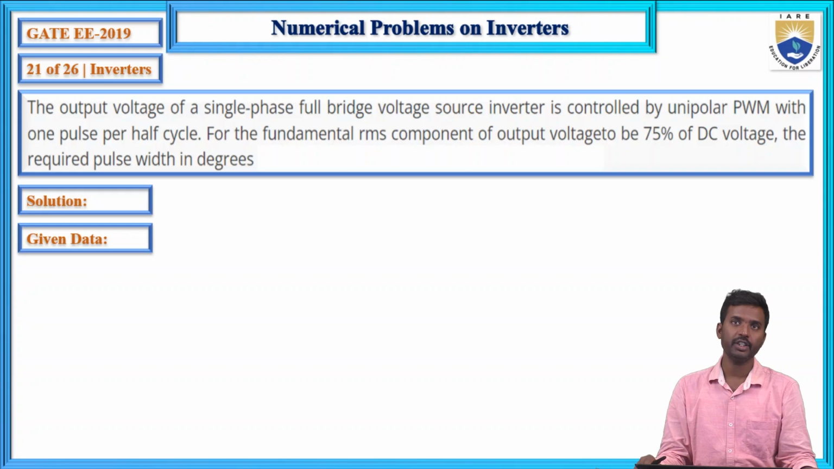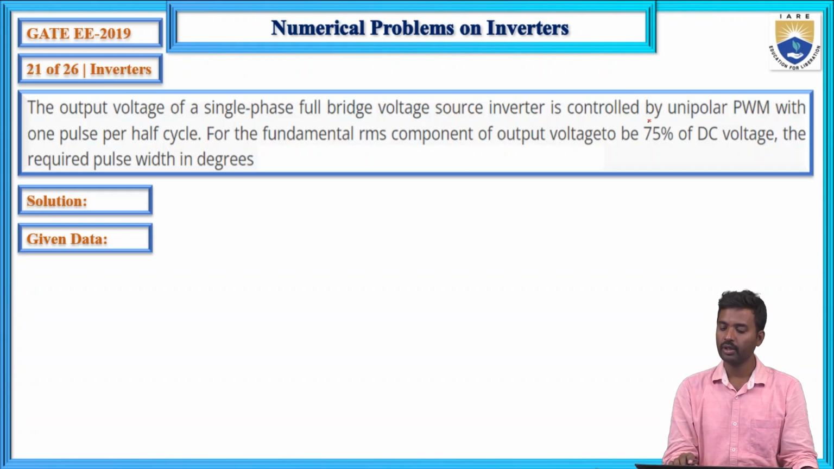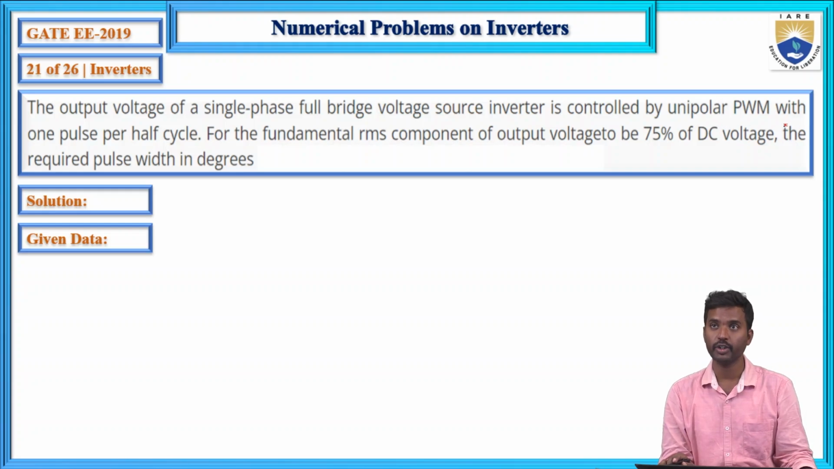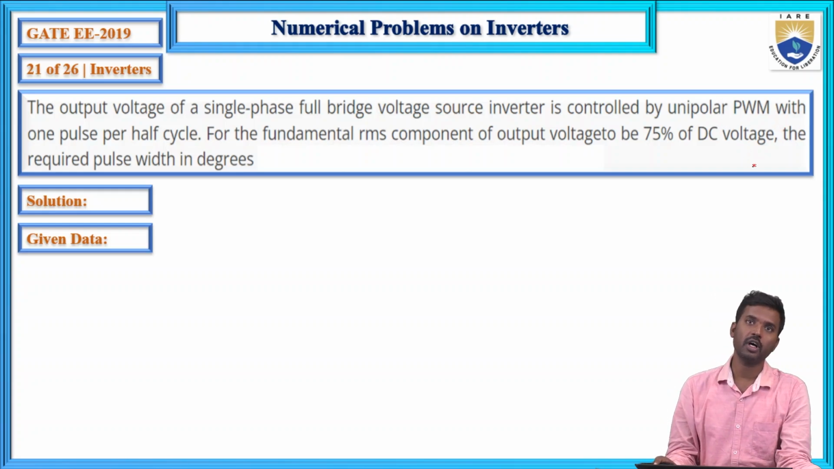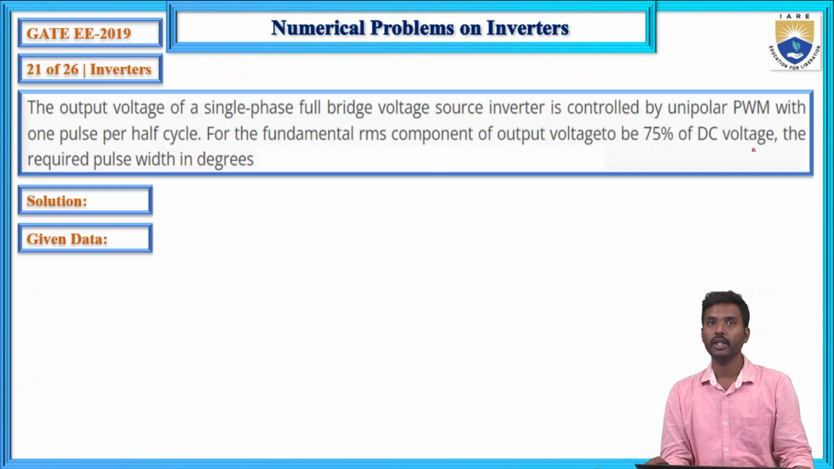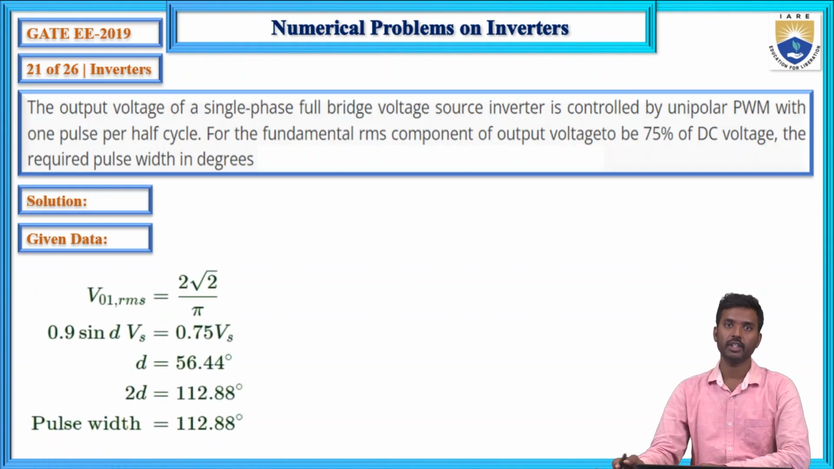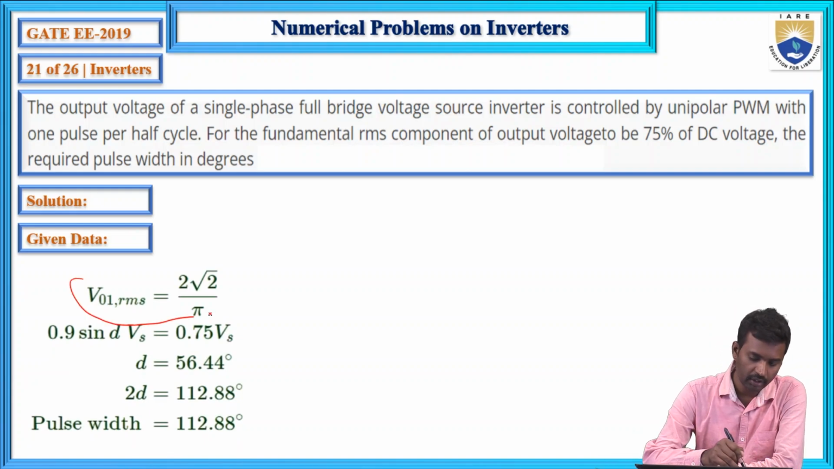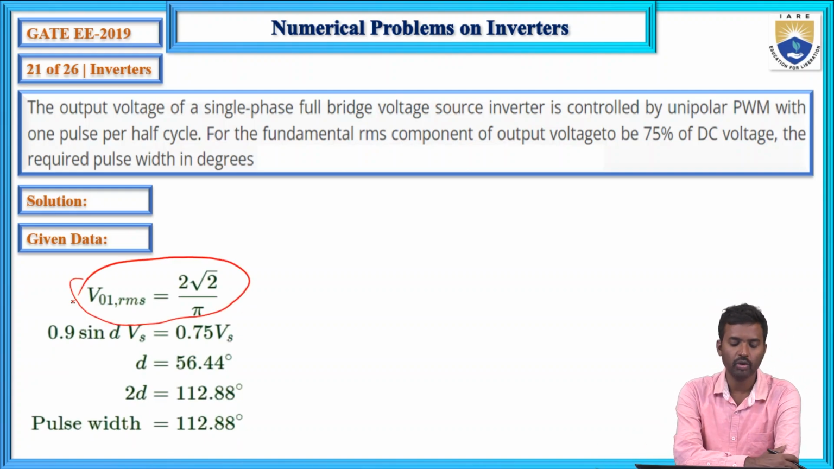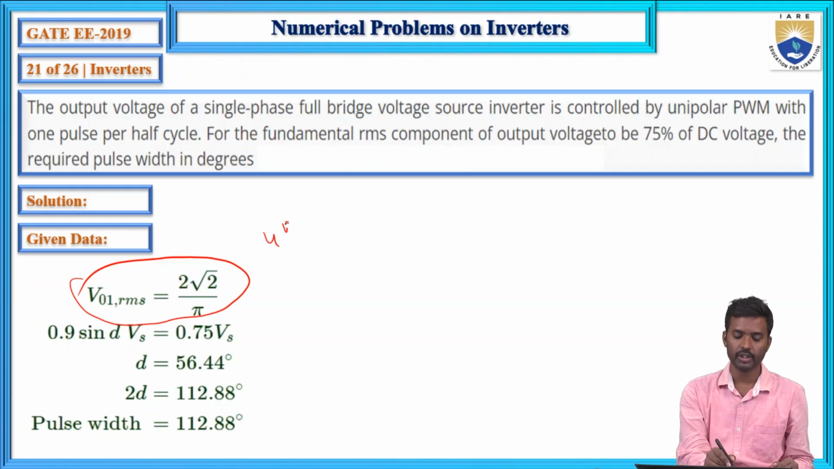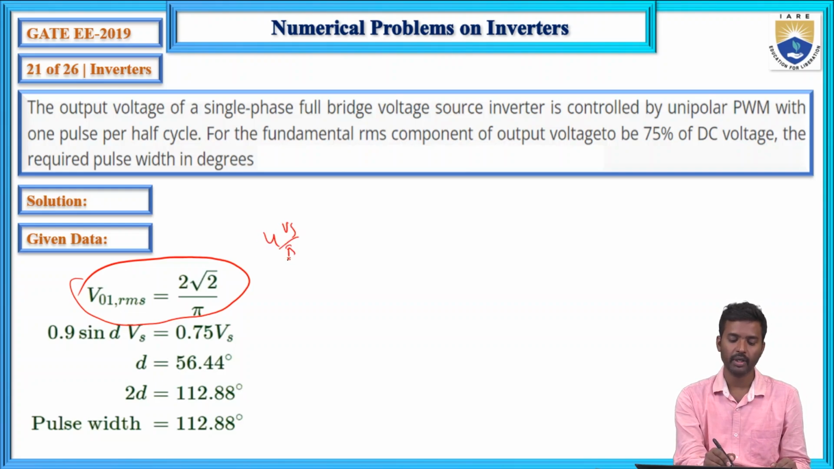The output voltage of a single phase full bridge voltage source inverter is controlled by unipolar pulse width modulation with one pulse per half cycle. For the fundamental RMS component of output voltage to be 75% of the DC voltage, what is the pulse width in degrees? Now we know very well in the full bridge inverter, that equals 4 Vs by √2 π, so that is this much.